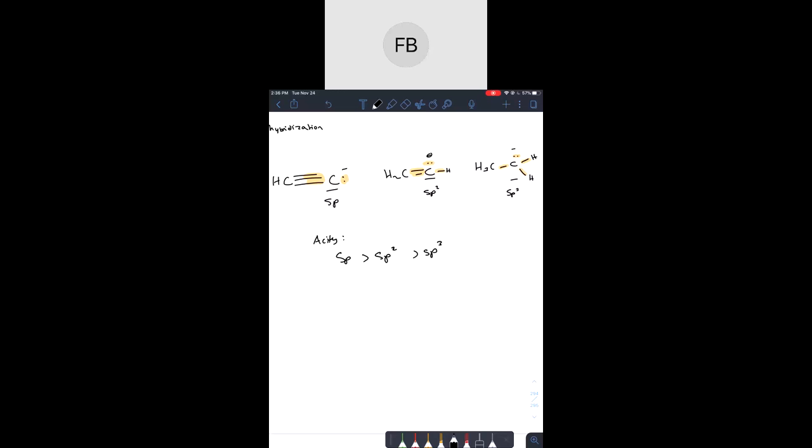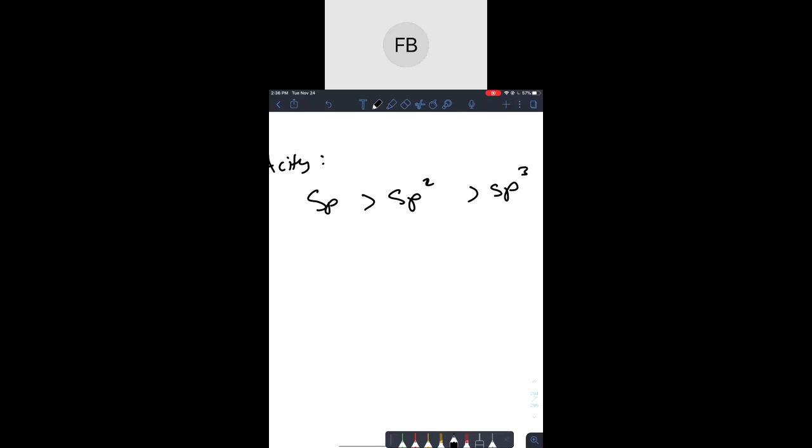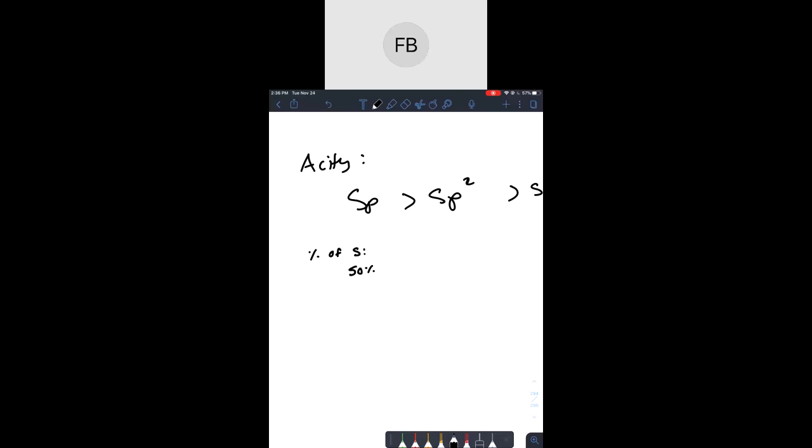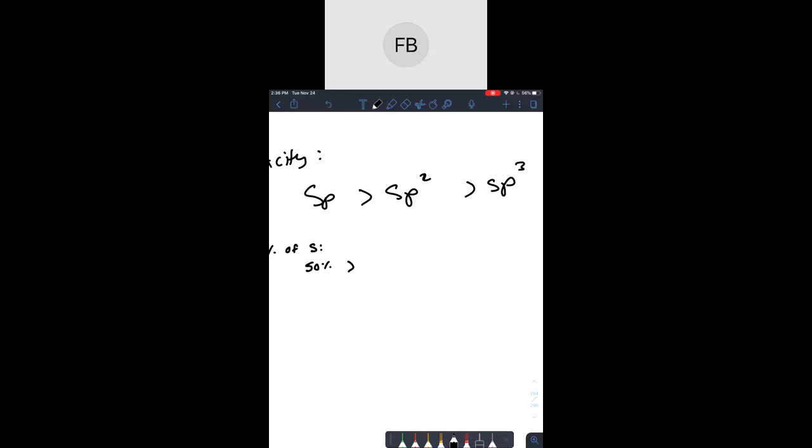But another way of thinking about it that Dr. Son likes is the percentage of s. The higher the percentage of s, the better. And I'll show you what I'm talking about. In sp, it's 50% s, right? So that is going to be more acidic than this sp2, where it's actually only, what is it, like 35, right? No, 33%. Am I doing this right? Yeah.